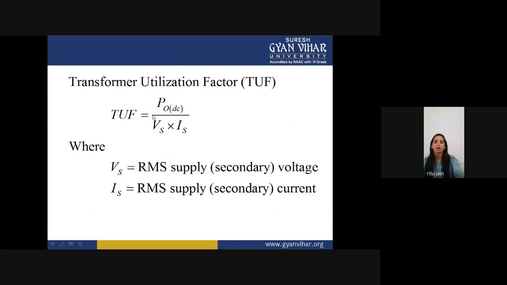The formula of transformer utilization factor is equal to the output power, which is your DC power, divided by your input power, Vs Is. Here, VS is the RMS supply voltage and IS is the RMS supply current. This is your secondary current, because in our previous lectures we saw that we are using one transformer when doing rectification, and the rectifier has a number of applications in the electrical field also.